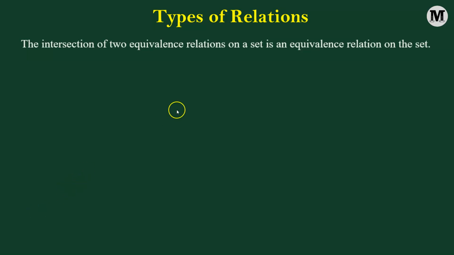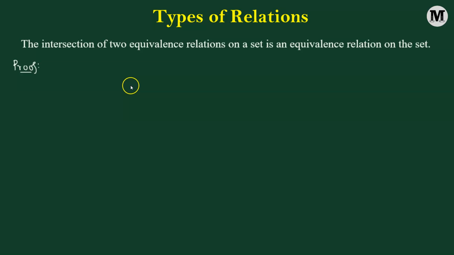The intersection of two equivalence relations on a set is an equivalence relation on the set. Okay, let us try to understand the problem first. Here, it's given that we have two equivalence relations, and if we take the intersection of those two equivalence relations, then we are going to get a new relation which is also an equivalence relation. Okay, so let's do one thing.